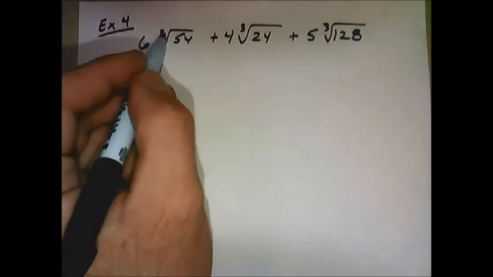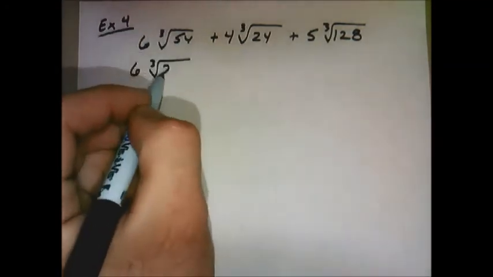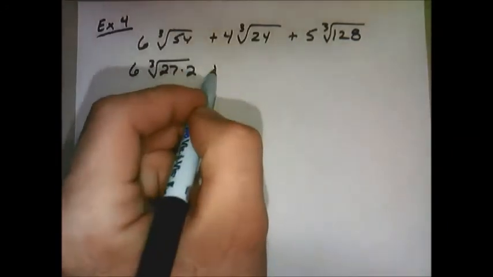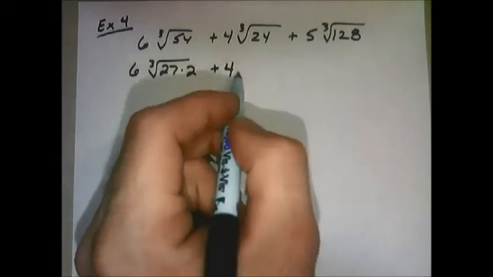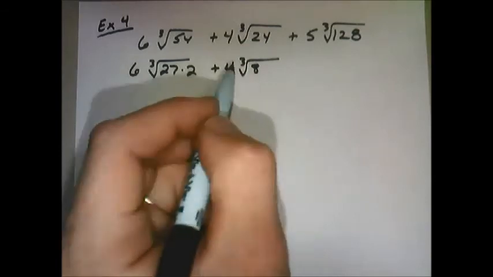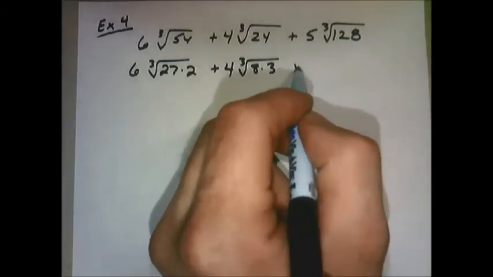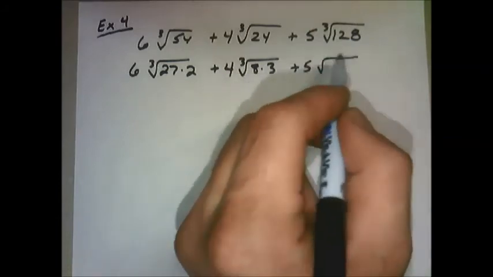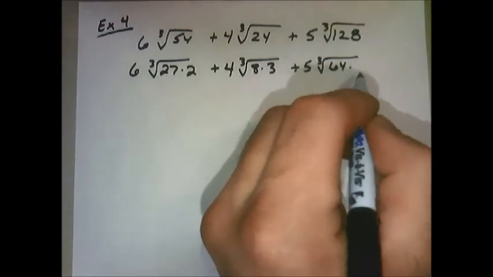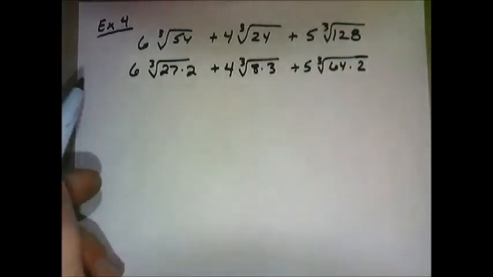Here I'm looking for the third root that goes into 54. I know that 27 is a perfect cube, and 27 times 2 is 54. Here I have 4 third roots. In 24, I know I have 8 times 3, 8 being my perfect third. And I have the last one, 5 third roots. In 128, 64 is my perfect third root.